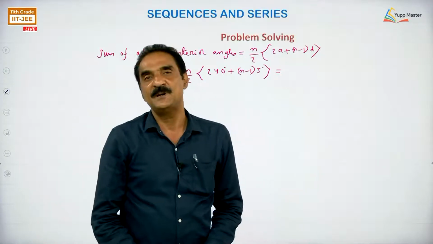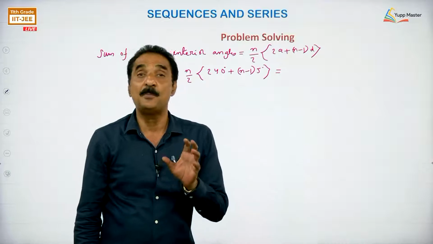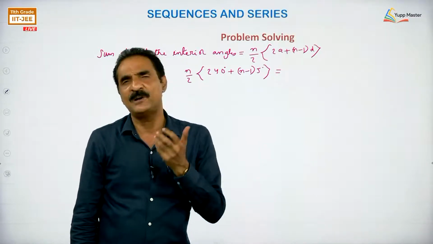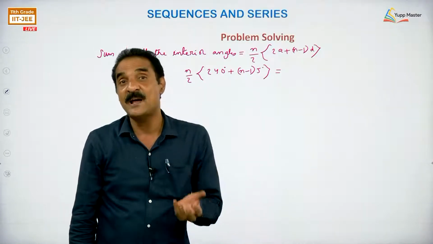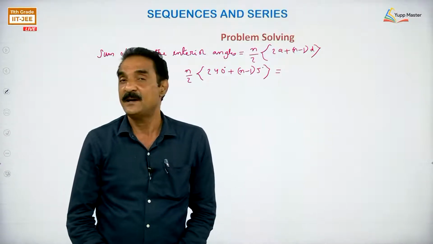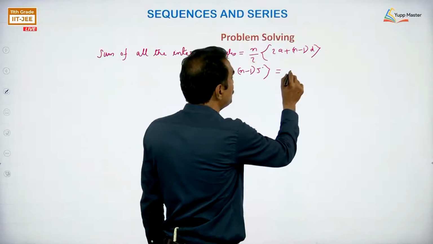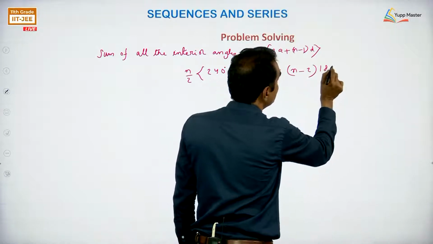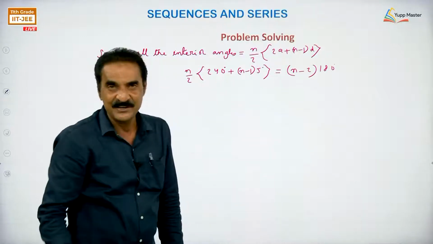And all of you must be aware of one important formula related to polygons. Sum of all interior angles of any polygon is equal to what? n minus 2 times 180 degrees, n minus 2 into pi. I hope all of you know this formula. So, this sum must be equal to n minus 2 into 180 degrees. Alright. From the next step onwards, I am not going to write the units, degrees.